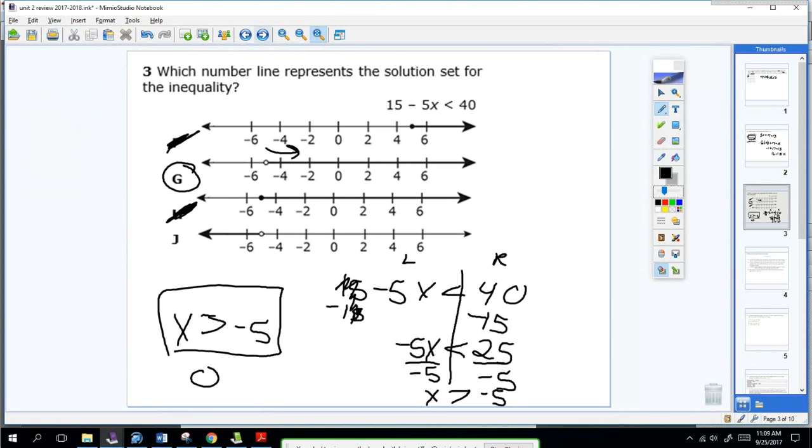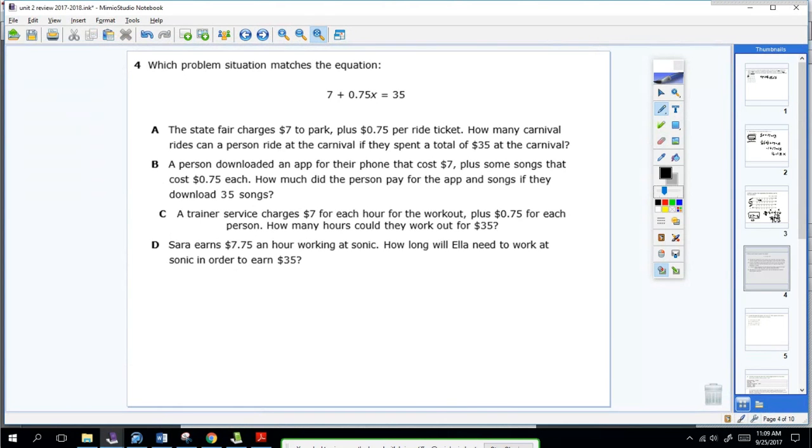All right, number 4. Which problem situation matches the equation? So I got 7 plus 0.75x equals 35. I have to figure out which one matches the equation. So the state fare charge is $7. So I have my $7 plus 75 cents per ride. So that's 0.75 times x. And I can spend $35. So that equals 35. That's the answer.